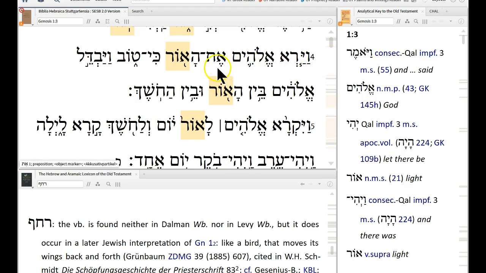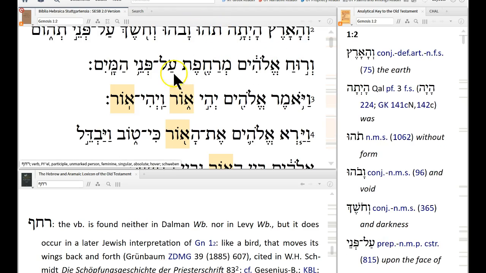Vayar Elohim et haor ki tov. And Elohim saw, another converted imperfect, the light. We've got an anaphoric use of the definite article: light, and then the light, the light I've been talking about. God saw that it was good. Gustavo pointed out last week, day 2 is not called good. There are other days where two things during the day are called good, and so you have to ask yourself why that is.